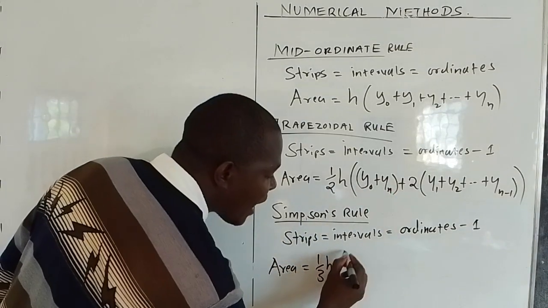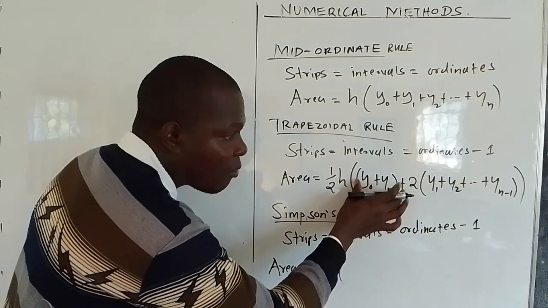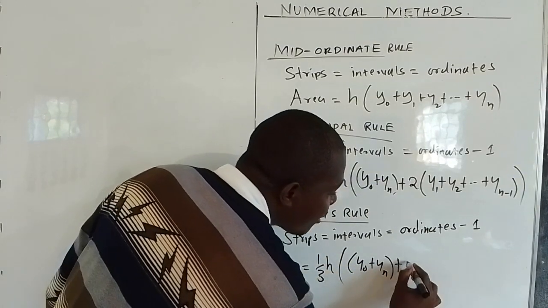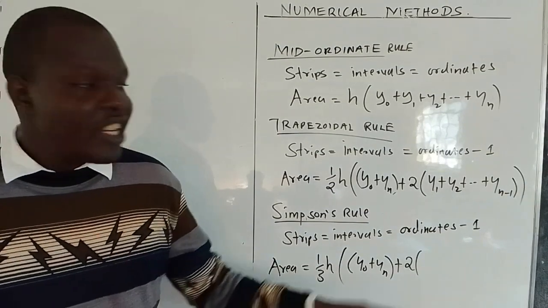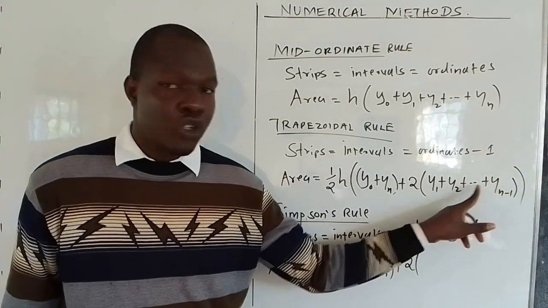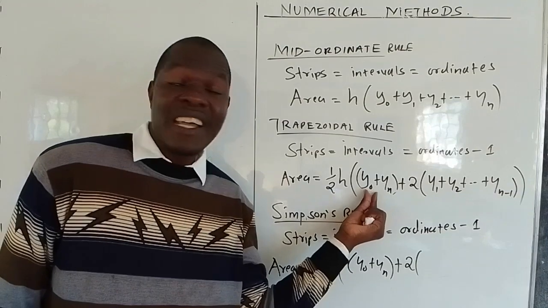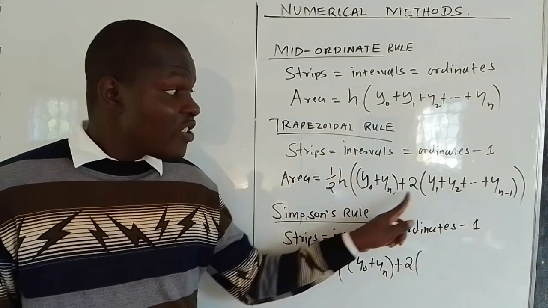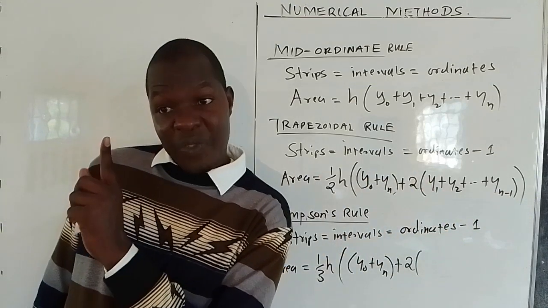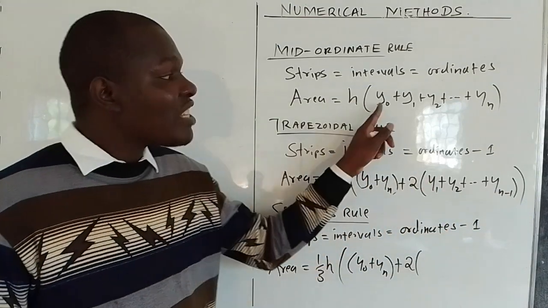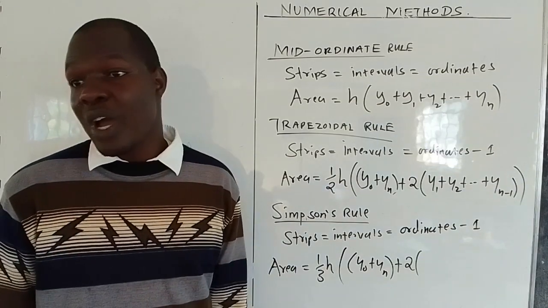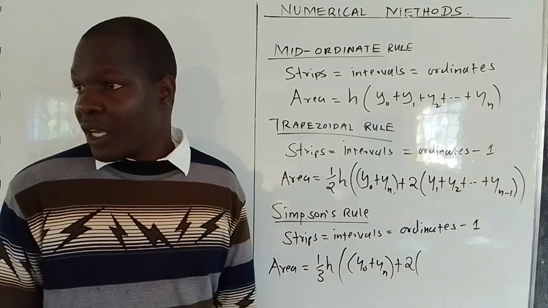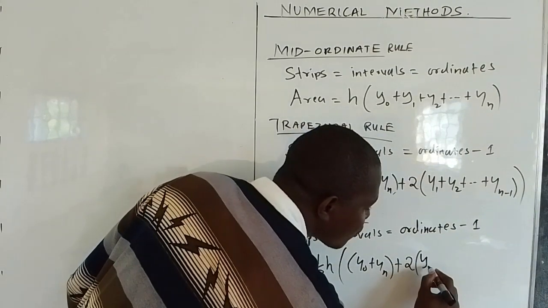Then the sum of the ends, y naught plus, then plus twice the sum of the evens. We are saying evens because we are starting with y naught. Are we together? If you start with y1, it will be the sum of all, so we will confuse the formulas. That's why I'm insisting you always start with y naught, whether you see some books starting with y1. Just start with y naught because it will be very easy to master this formula. So twice the sum of the evens.